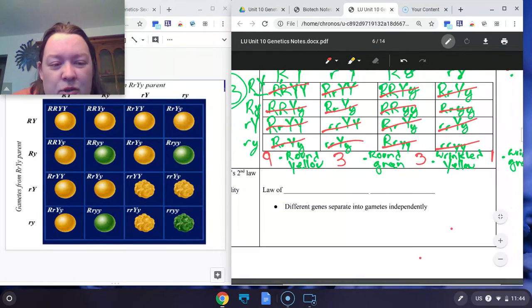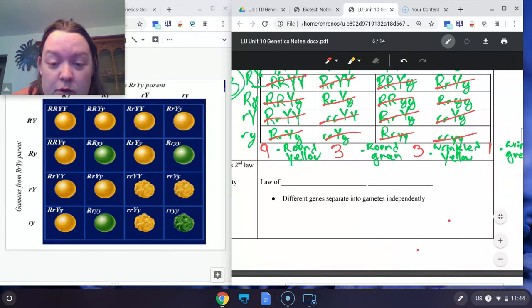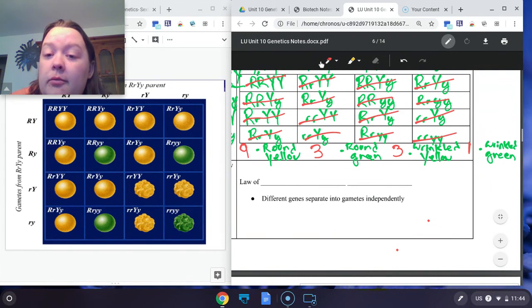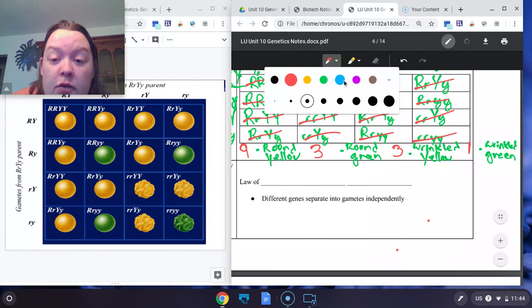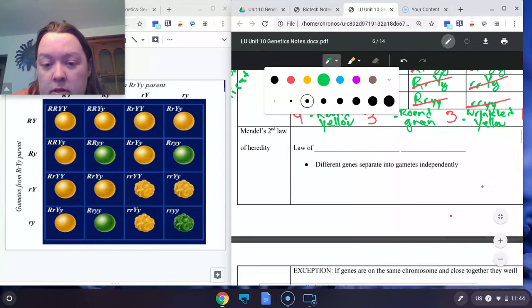So again, when I'm answering my question, I recommend just marking them off so you know where you've been. You know you've already counted that one. Because sometimes if you're just trying to eyeball it and you don't mark it off, you're going to lose place of the ones you've already counted. And you want to be sure that you get them right. So you could mark them off, or you could color code them, whichever works best for you. So that's how you would do a dihybrid cross.